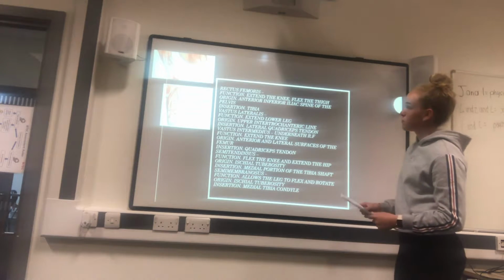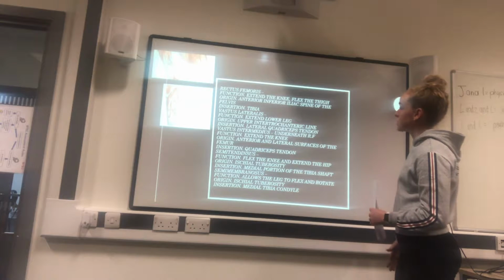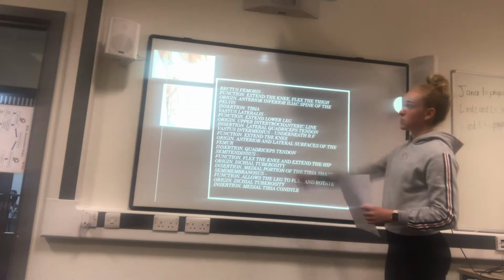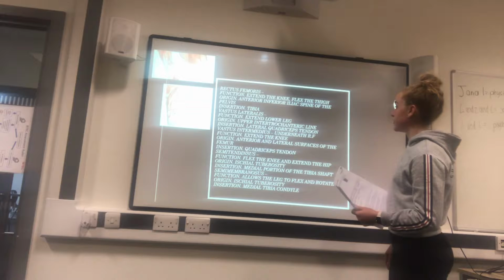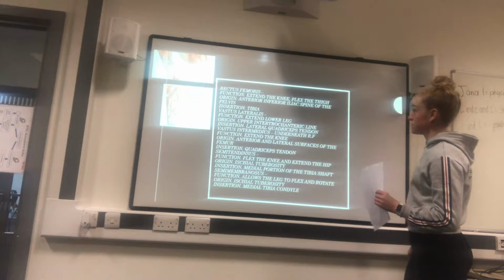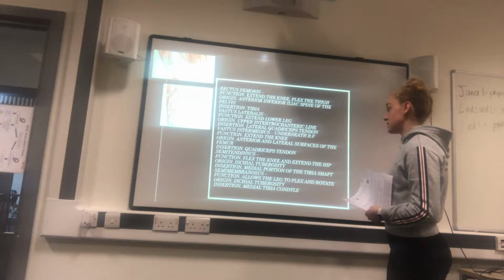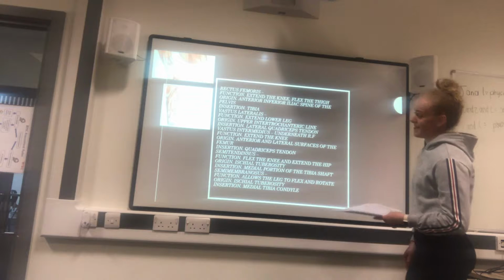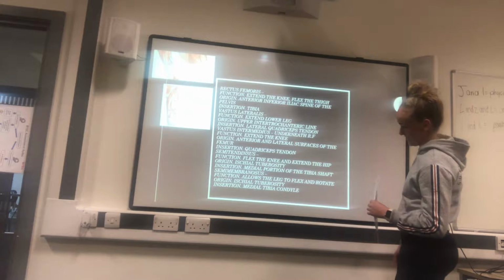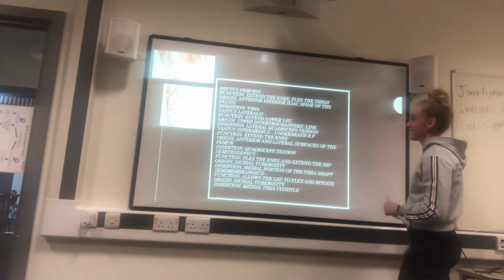The rectus femoris, the function is to extend the knee and flex the thigh. You can see the locations on the diagram. The vastus intermedius is underneath the rectus femoris. The semitendinosus origin is the ischial tuberosity. Next.